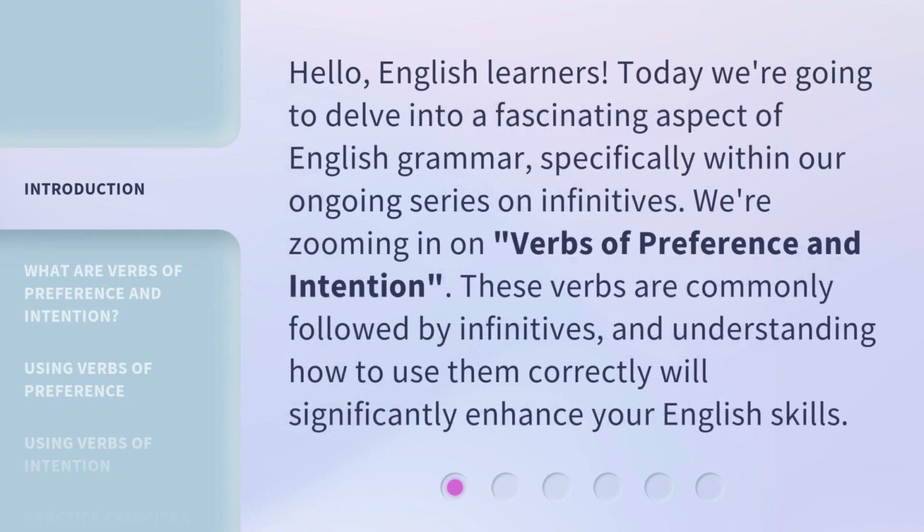Hello, English learners. Today we're going to delve into a fascinating aspect of English grammar, specifically within our ongoing series on infinitives. We're zooming in on verbs of preference and intention. These verbs are commonly followed by infinitives, and understanding how to use them correctly will significantly enhance your English skills.